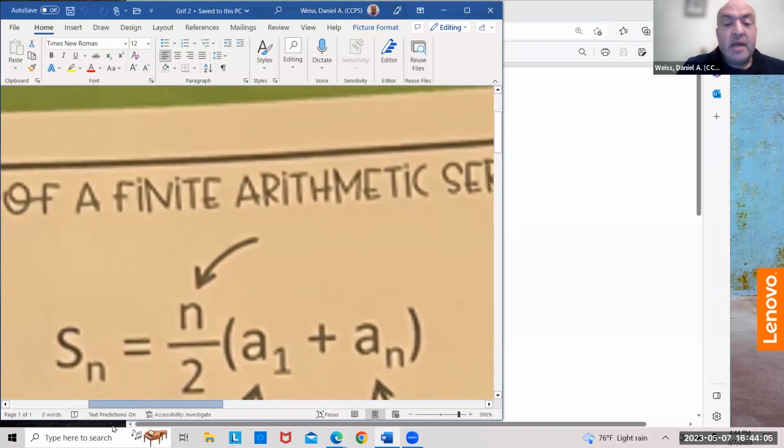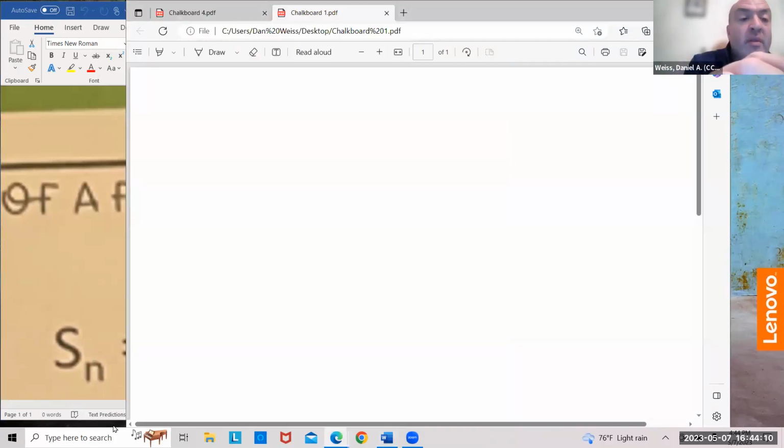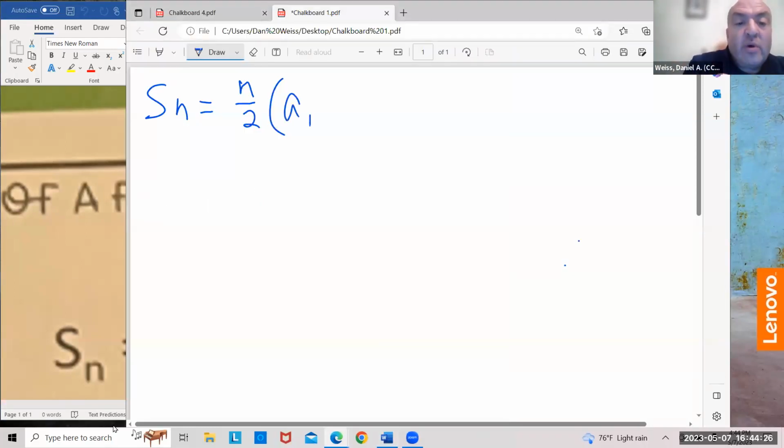This one here, okay? I'm going to use this: Sn equals n over 2 times (a1 plus an). Sn means the sum of all the numbers, all 9 terms. You understand what I'm saying?